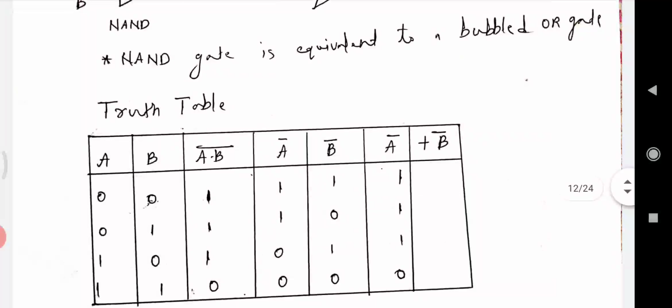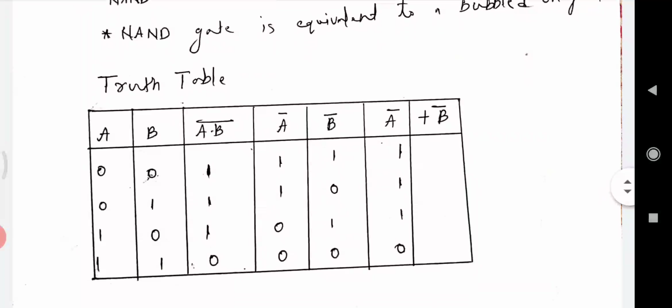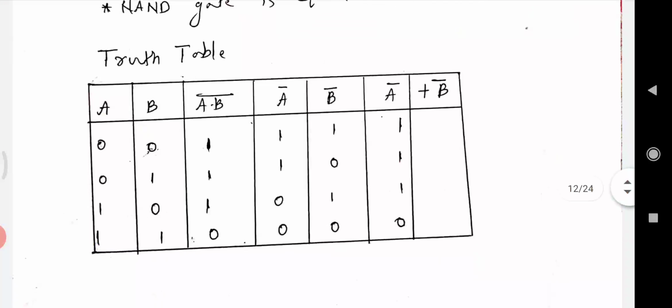For the proof, in the case of AB, the values are 0 0, 0 1, 1 0 and 1 1, and in the operation (A dot B) the whole bar, we get 1 1 1 0. Again, A bar is 1 1 0 0, B bar is 1 0 1 0, and A bar plus B bar equals 1 1 1 0. In this case, you just compare (A dot B) the whole bar and A bar plus B bar; we get the same answer. That is, the LHS is equal to the RHS, and the first theorem is proved.